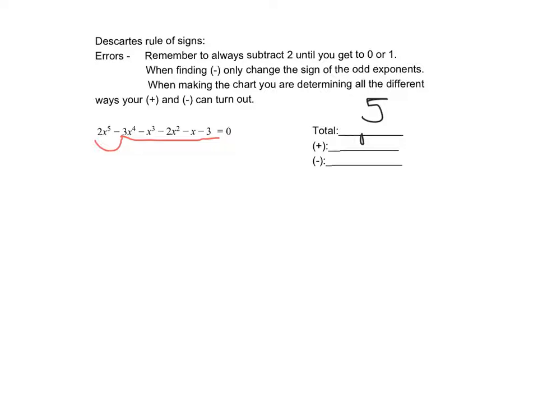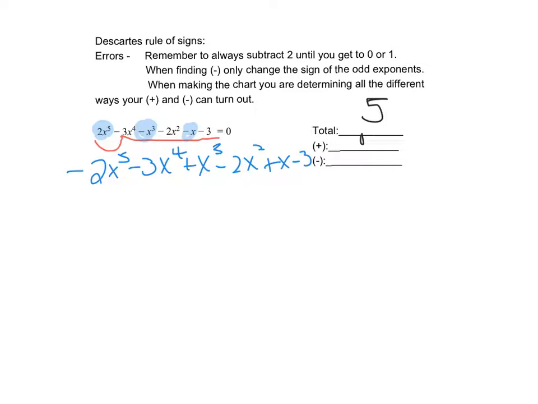All right, so for negatives, I'm going to change only my odd exponents. So I'm going to change this one and this one. That is all I'm going to change. So that's going to make that a negative 2x^5. I'm going to keep the negative 3x^4. I'm going to change that to a positive x^3. Keep the negative 2x squared. Change to a positive x, and then keep the 3 because that doesn't change.